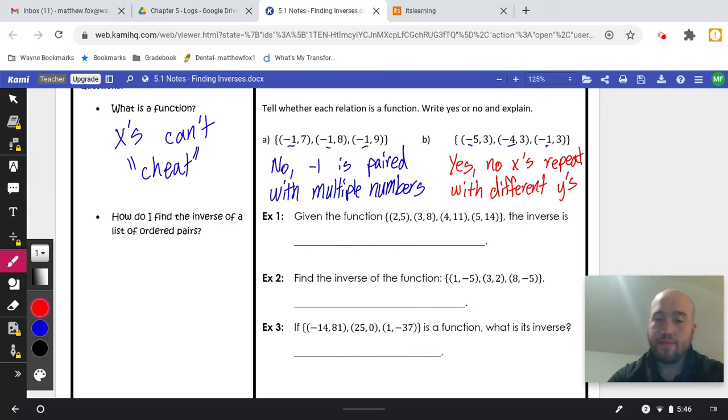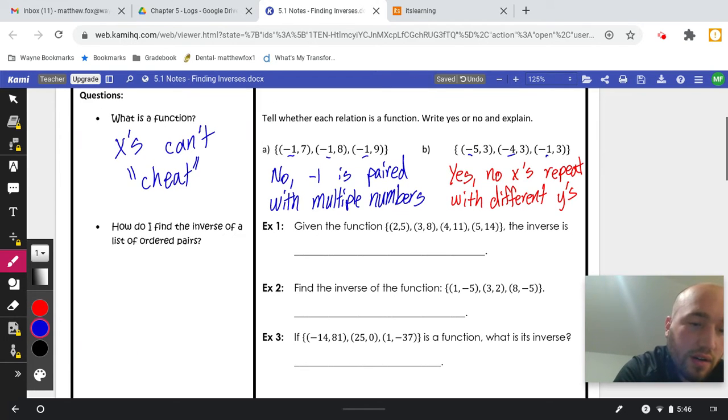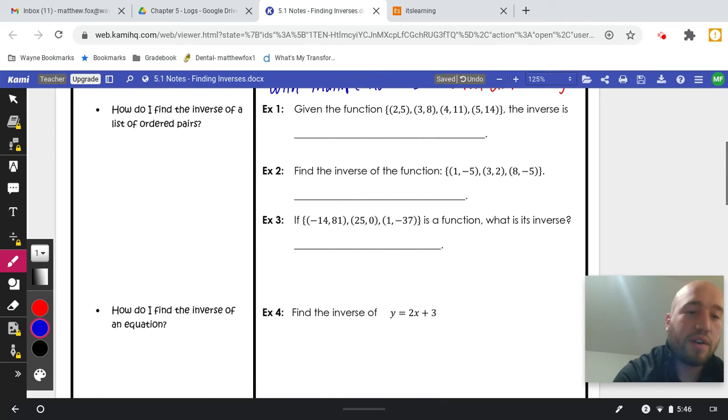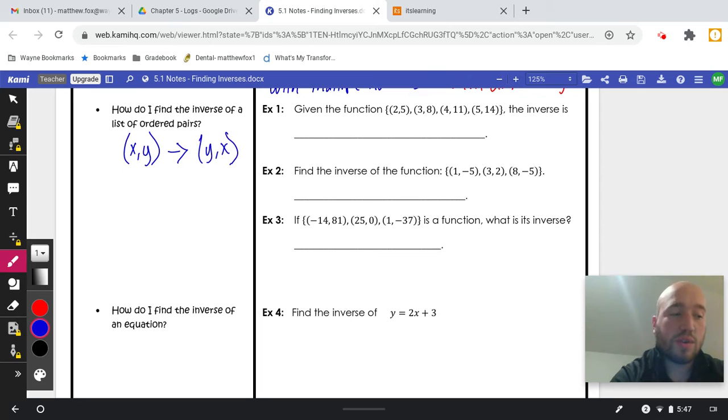All right, so the next thing we're going to talk about today, now that we've covered what a function is, is the inverse of a function. The inverse occurs when our ordered pair, which we know is x comma y, has these numbers switch places. So the x becomes the y and the y becomes the x. Our hint is we just flip the x and the y.